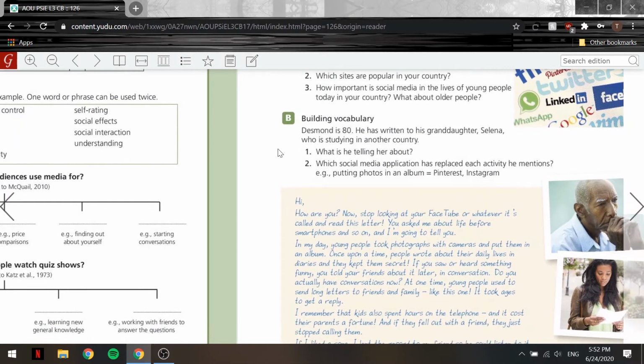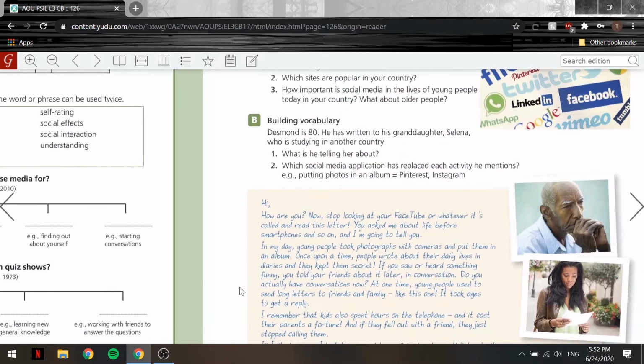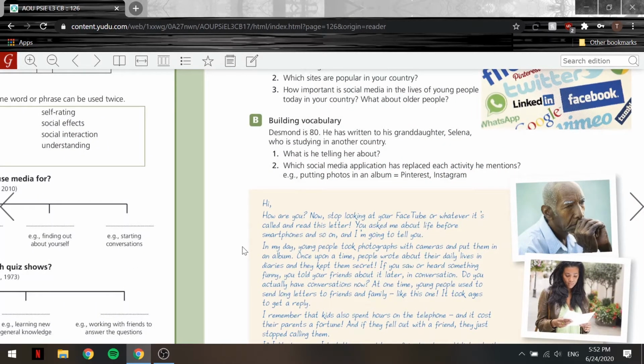Okay, so B, building vocabulary. Desmond is 80. Wow. He has written to his granddaughter, Selena, who is studying in another country. What is he telling her about, and which social media application has replaced each activity he mentions? For example, putting photos in an album could be something like Pinterest or Instagram. Okay, so let's take a look. We're going to read this essay really quickly, and then we'll talk about which social media application has replaced the activities that he used to do when he was much younger.